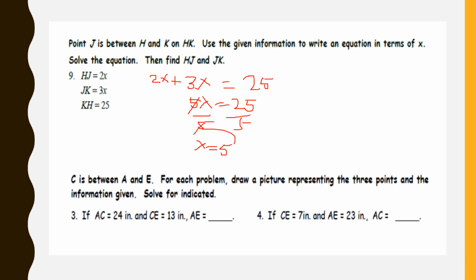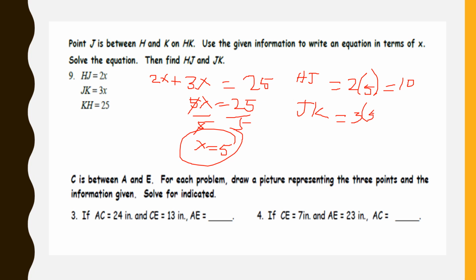Right? Now, what is HJ? For HJ, we have 2 times 5, that is equal to 10. And then for JK, that's 3 times 5, which is equal to 15. So obviously, 10 plus 15 is equal to 25. So that's why our answer is correct.